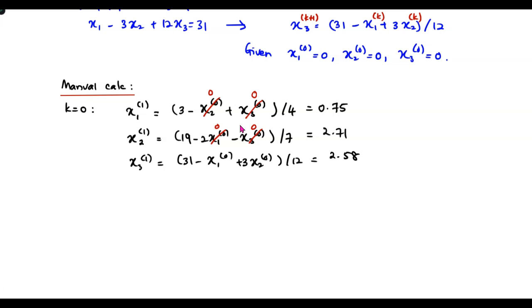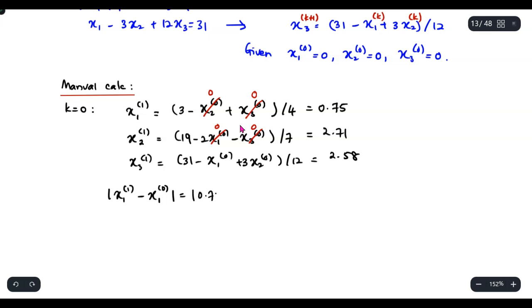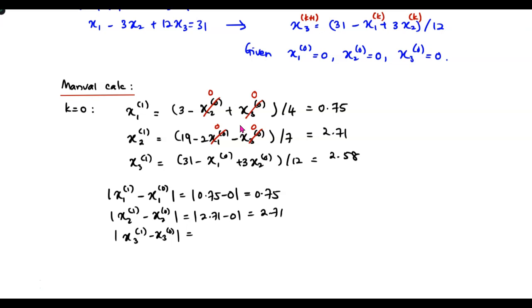At every iteration, you need to compute your x1, x2, and x3. To decide whether you should continue to k equals 1 or whether you can stop, it depends on the error. We calculate the difference between your current x and the previous x. Currently we have x1, 1, and previously, which is given to us, is x1 at k equal to 0. In terms of absolute value, this is 0.75. Similarly for x2, we also compute the error: current minus previous, so 2.71 minus 0, which is 2.71. And lastly, for x3, we have 2.58.